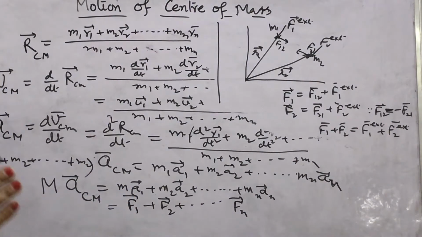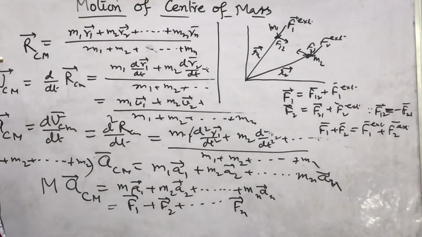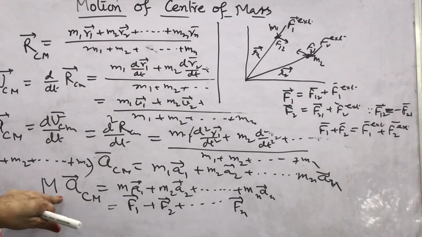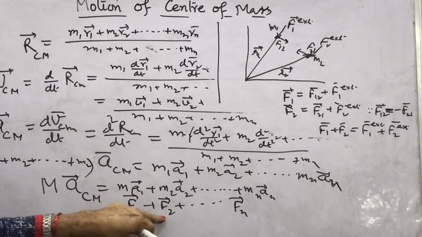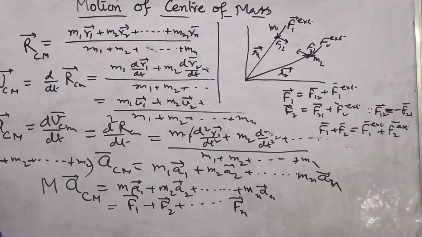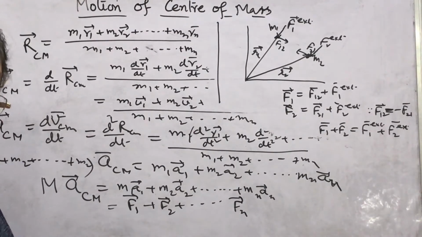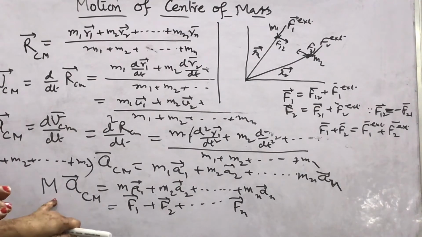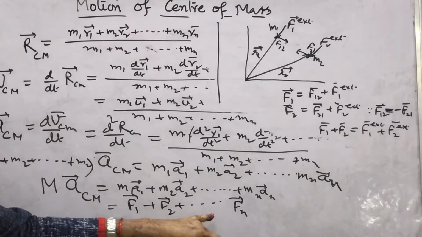Secondly, there is no need for specification regarding the nature of the system of particles. If the system is made of so many particles, then internal forces play no role in the net force on the system, and the center of mass is decided using only this equation: M into a center of mass equals the vector sum of the forces on individual particles. Also, the body or system of particles may have translational motion, or translational plus rotational motion both, but its center of mass will follow only this expression: M A CM equals F1 plus F2 plus Fn.